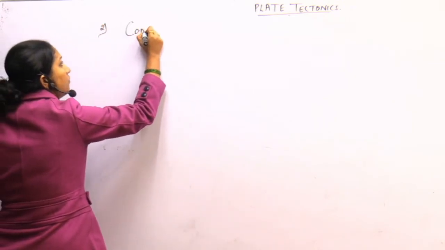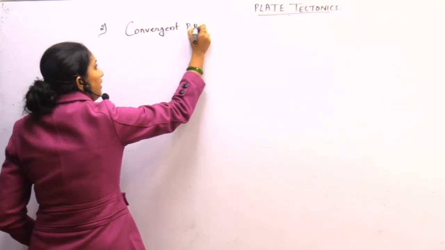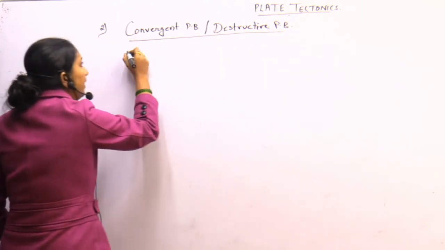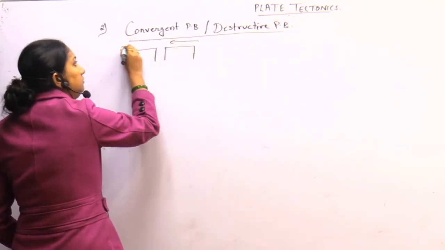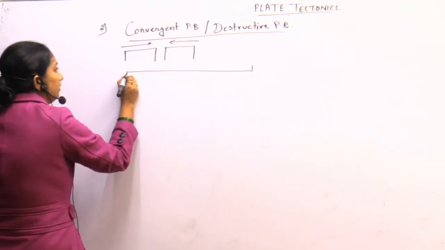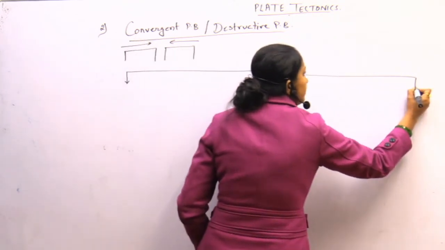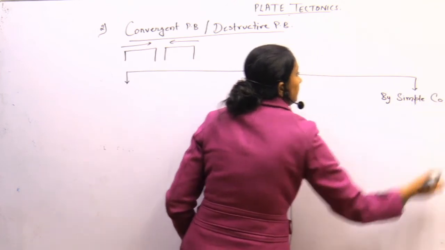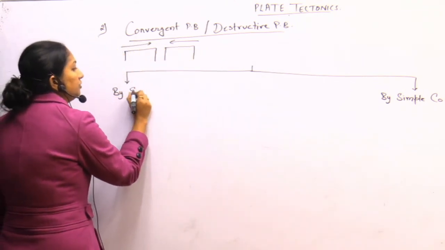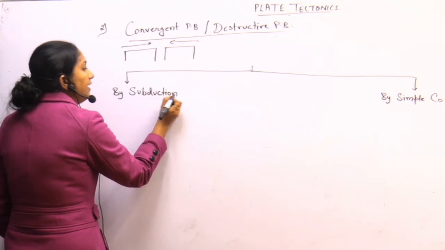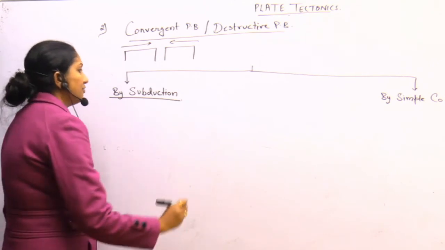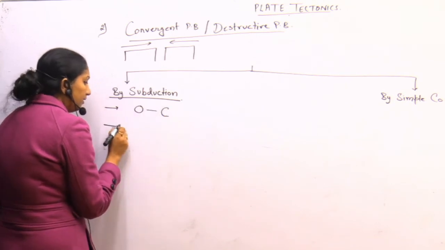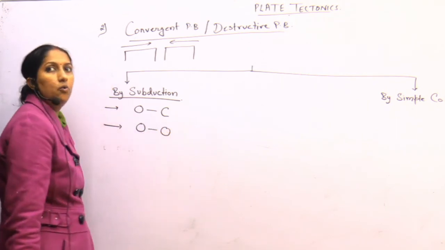So let's discuss convergent plate boundary or destructive plate boundary. Clear? Here two plates are coming close to each other. Here two possibilities are there. One is simple collision, plates simply colliding, or subduction, where one plate is subducting under another plate. In case of subduction, the oceanic plate can subduct under the continental plate, or the oceanic plate can subduct under the oceanic plate.